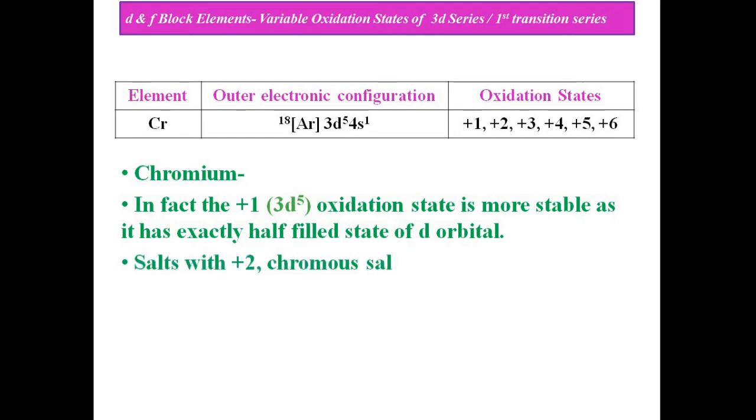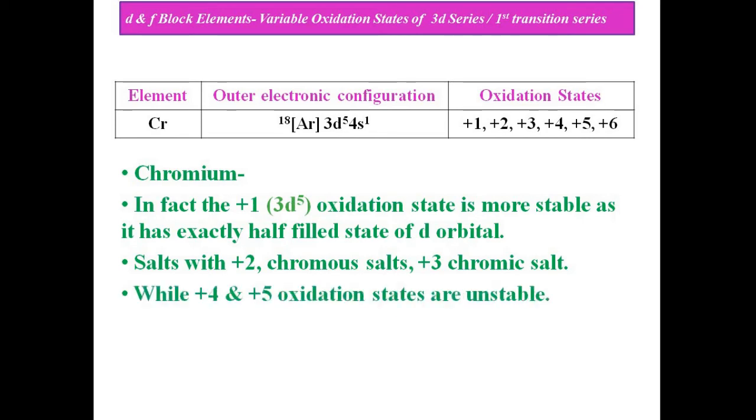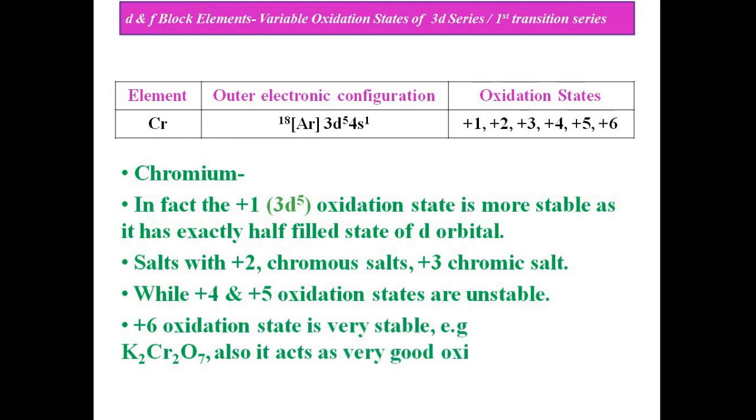Salts with +2 we call chromous salts, with +3 chromic salts, while the +4 and +5 oxidation states are comparatively unstable. Then the +6 oxidation state is very stable. K2CrO4 and K2Cr2O7 are examples of compounds formed in this oxidation state. Also, it acts as a very good oxidizing agent in this +6 oxidation state. So that is about chromium.